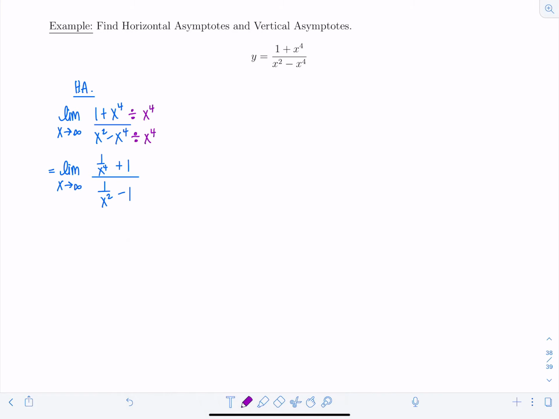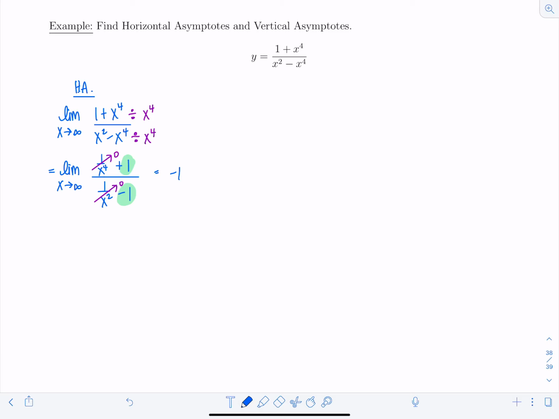Okay, so now as x approaches infinity, 1 over x to the fourth is going to go to 0. Same for 1 over x squared. And the other two terms are just constant, so they're going to stay the same. And then 1 divided by negative 1 gives me negative 1.